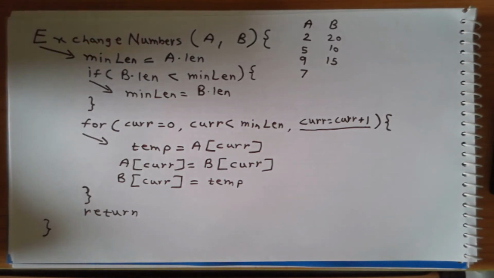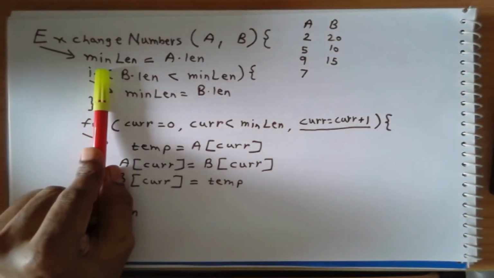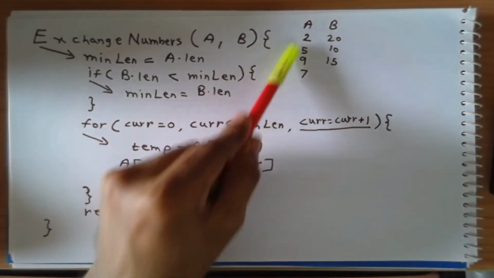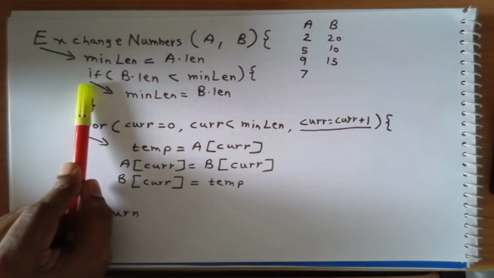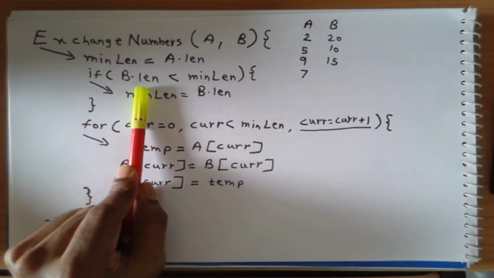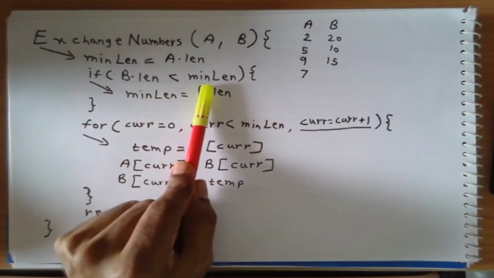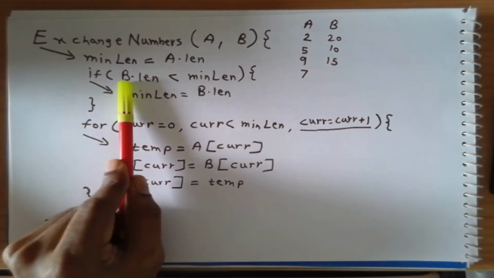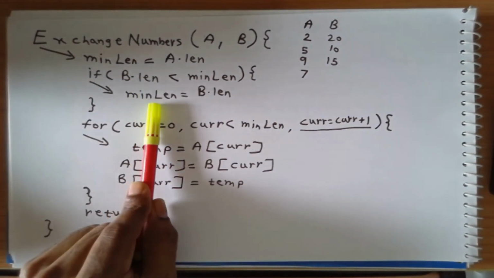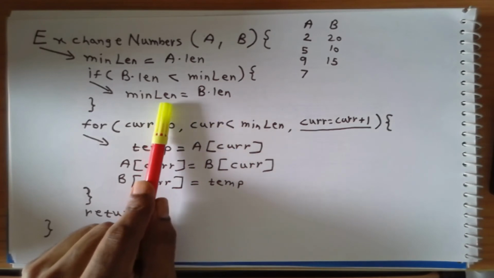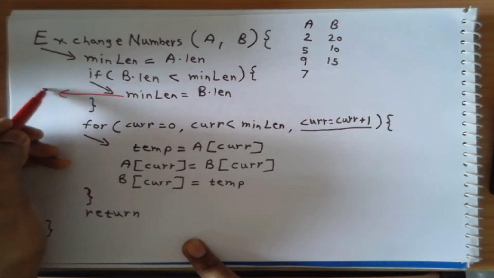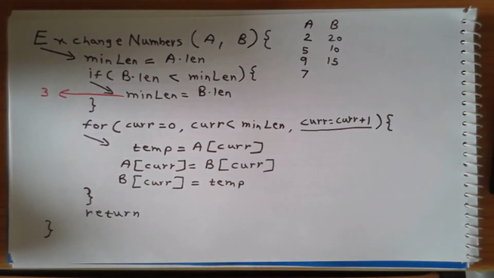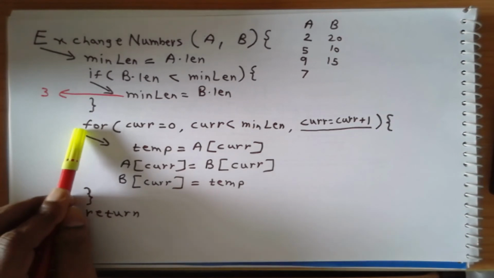So now we come to the exchange numbers algorithm with A and B, and now the minimum length is going to be A dot length. A has 4 numbers, so min length will be currently 4. And then we'll come to the conditional block and ask the question: if B dot length, which is 3, is less than 4, that is true. So the condition is satisfied. We come inside the conditional block, and now minimum length will be set to 3. So now the min length is set to 3, and then we are out of the conditional block, and then we come to our loop.